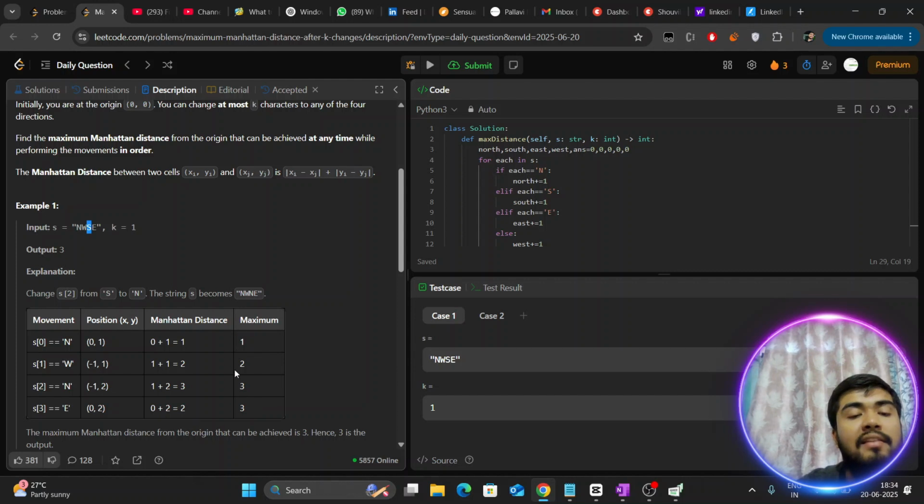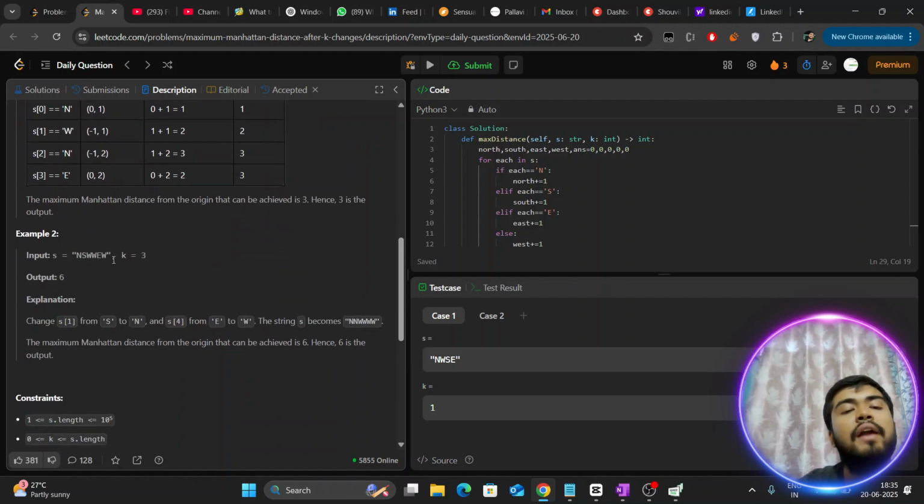But we have to take the maximum. So we already got 3, so we don't have to consider 2 at this particular point. It should be 3 only. So similarly, you can do this, and you are going to get the answer as 6 in this particular case.